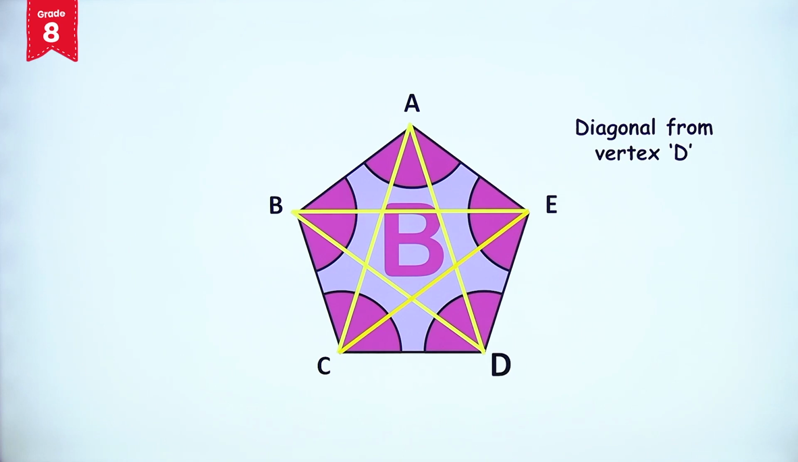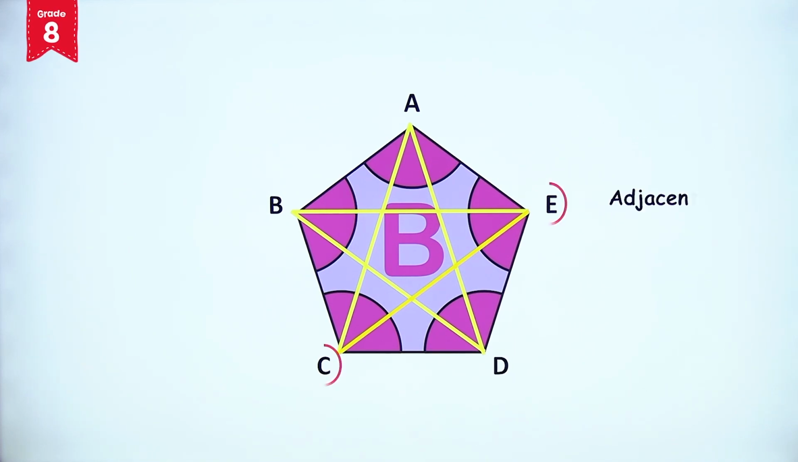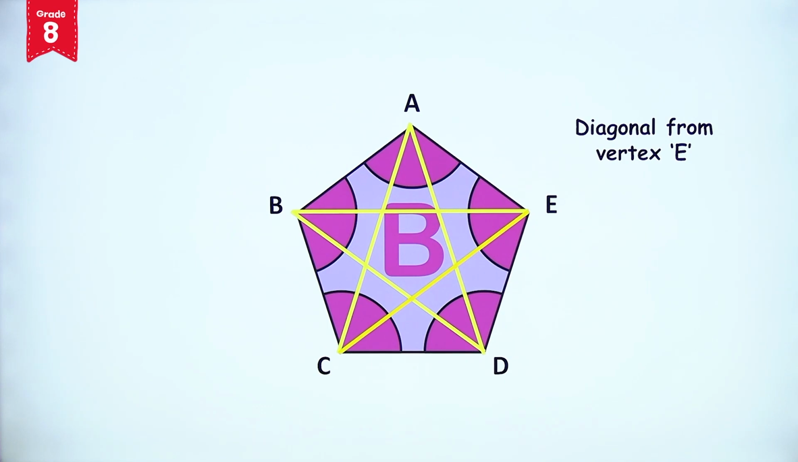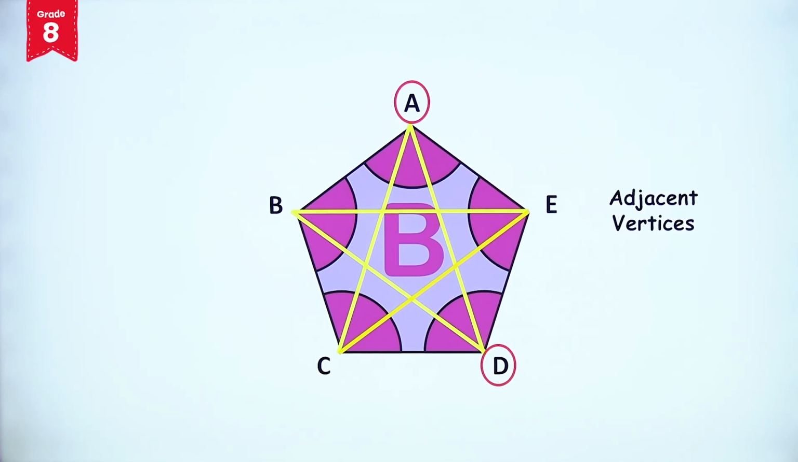Let's take vertex D. Its adjacent vertices are C and E. So, leave them. Let's look at DA and DB. We have already drawn them. Similarly, look at vertex E. Its adjacent vertices are A and D. So, leave them. Again, diagonals EB and EC are already drawn.